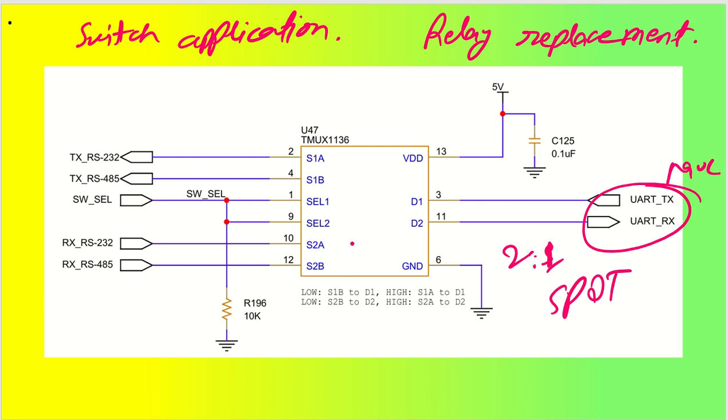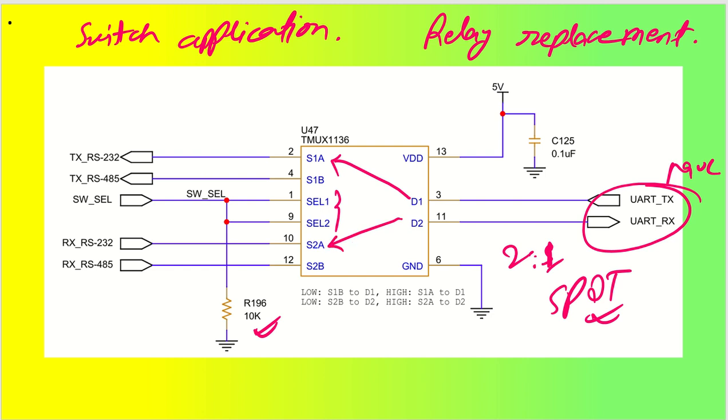Okay, single pole double throw switch. By default, let's say the select lines are pulled low. So when select 1 and select 2 are both 0, then D1 is connected to S1A and D2 is connected to S2A. Okay, so this is how it is connected.